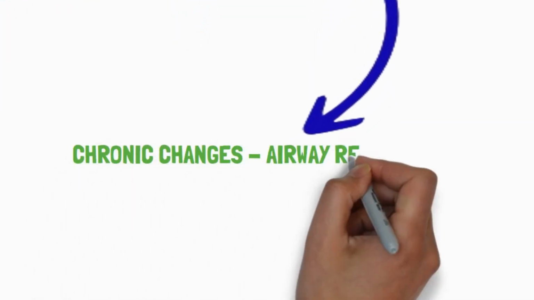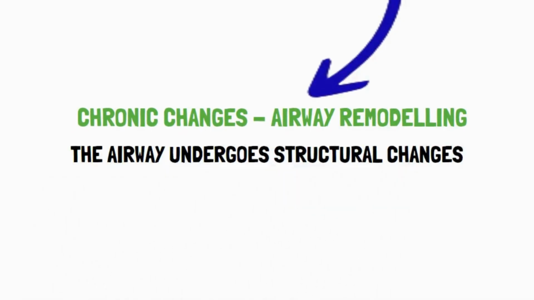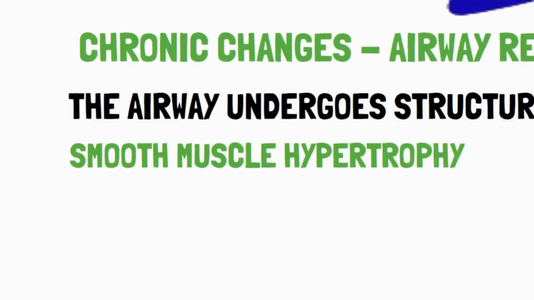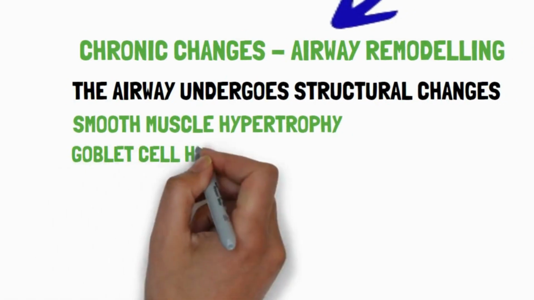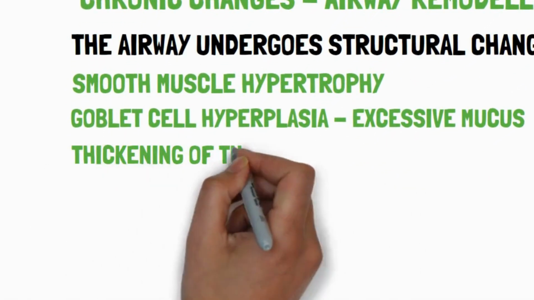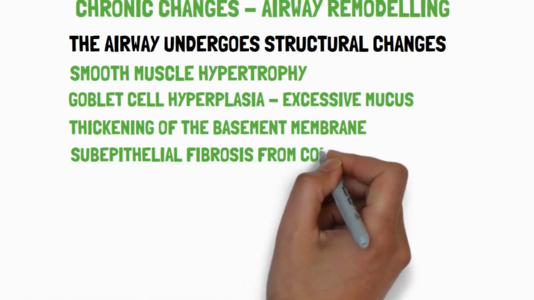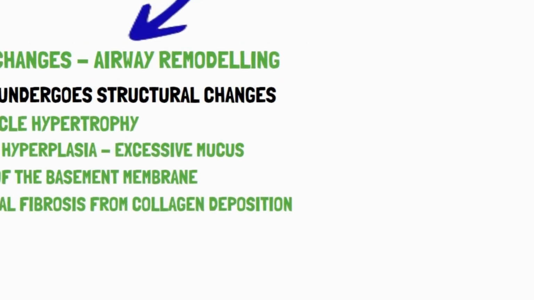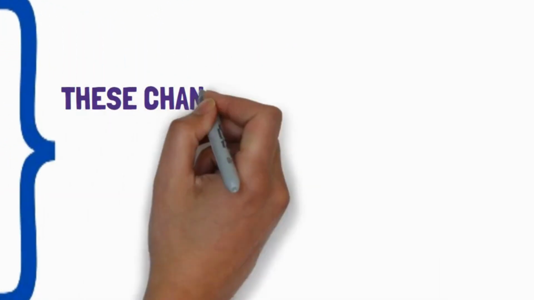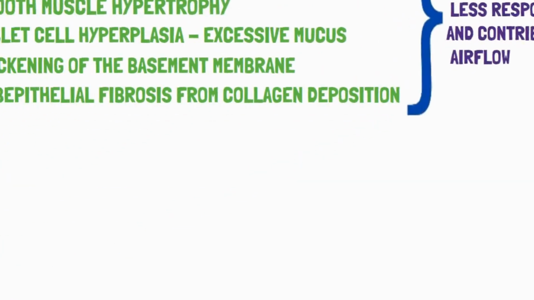So our last stage is the chronic changes, that's the airway remodeling. In long-standing or poorly controlled asthma, the airway undergoes structural changes, including smooth muscle hypertrophy. There is also goblet cell hyperplasia, leading to excess mucus. There is thickening of the basement membrane, and then subepithelial fibrosis from collagen deposition. These changes make the airways less responsive to treatment and contribute to irreversible airflow limitation in some patients.